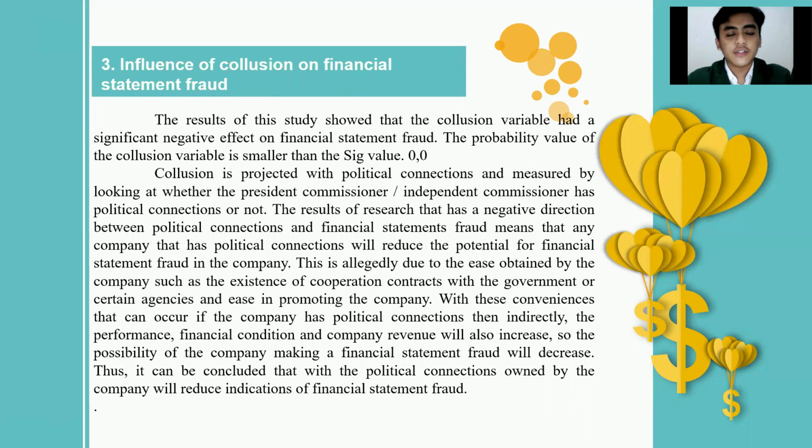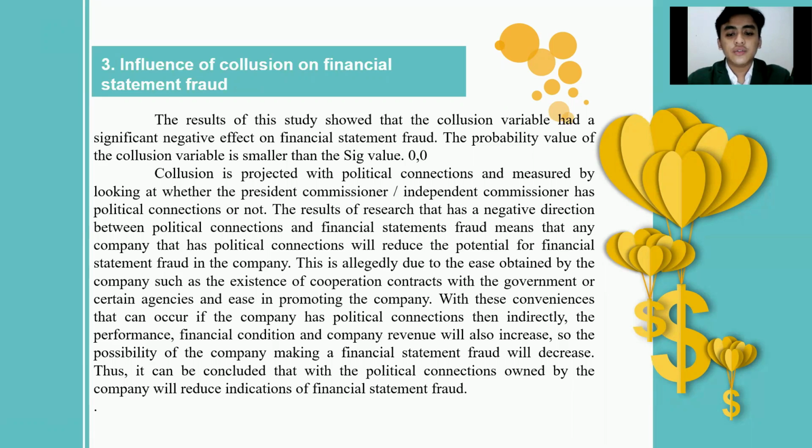3. The influence of collusion on financial statement fraud. The result of this study showed that the collusion variable had a significant negative effect on financial statement fraud. The probability value of the collusion variable is smaller than the significant value of 0.05. Collusion is projected with political connection and measured by looking at whether the president commissioner or independent commissioner has political connection or not. The result of research that has a negative direction between political connection and financial statement fraud means that any company that has political connection will reduce the potential for financial statement fraud in the company.